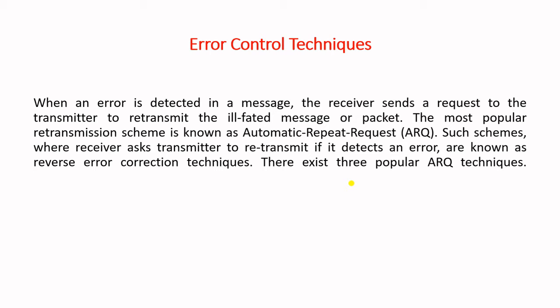Here, when an error is detected in a message, the receiver sends a request to the transmitter to transmit the ill-fated message or packet. For this, the most popular retransmission scheme is known as automatic repeat request, in short ARQ. Such schemes, where the receiver asks the transmitter to retransmit if it detects an error, are known as reverse error correction techniques. There exist three popular ARQ techniques, and we will discuss them one by one.